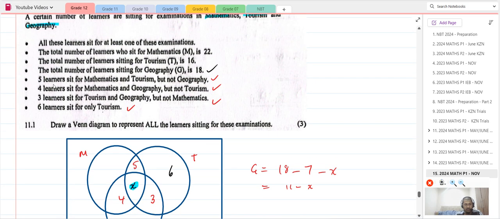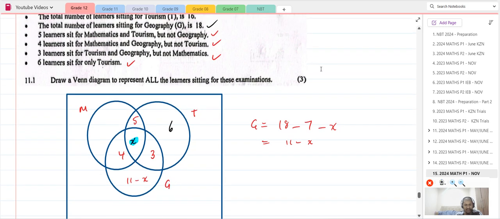The total number of learners sitting for tourism is 16. Very important information. Now we can solve for X. Tourism is 16. But tourism is already 11 plus 3, which is 14, plus X, which is equal to 16. So X is equal to 2. So you can put 2 here now. If that is 2, then this will become 9.